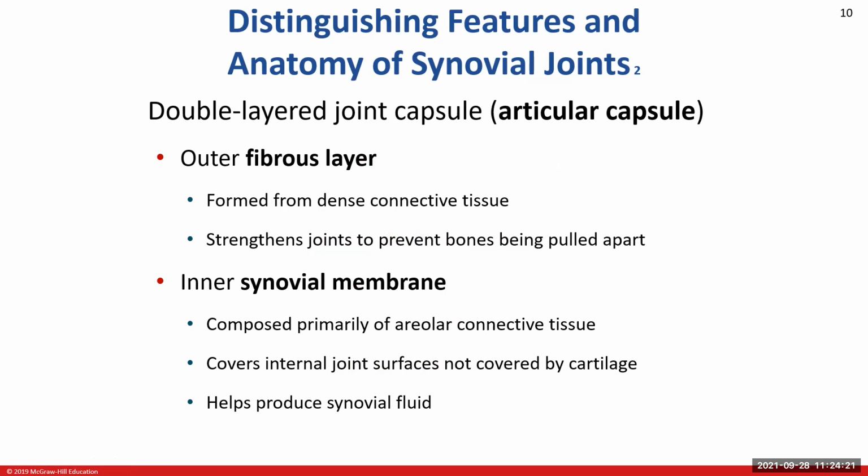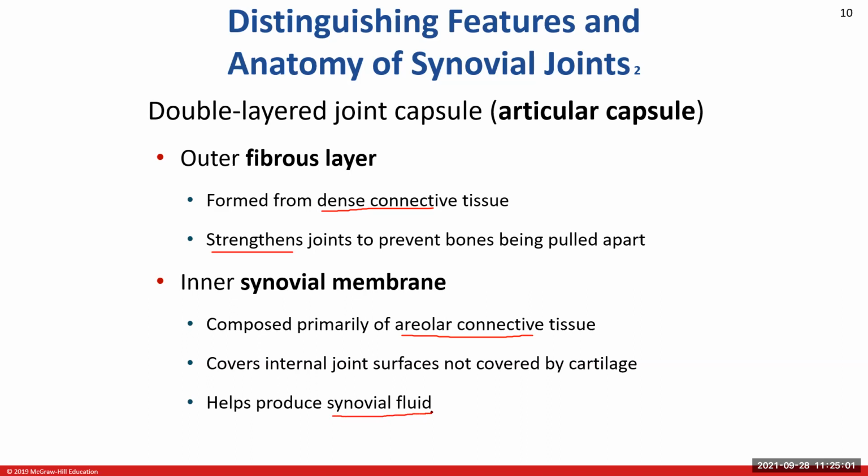The capsule that surrounds these synovial joints, we call the articular capsule. It's made up of two layers. The outer layer is that nice, tough, strong, dense connective tissue. Lots of collagen fibers are present there. Again, that adds a lot of strength to the joint and prevents dislocations. The inner layer is made up of areolar connective tissue. It's a loose connective tissue, but it's this layer that produces the synovial fluid.